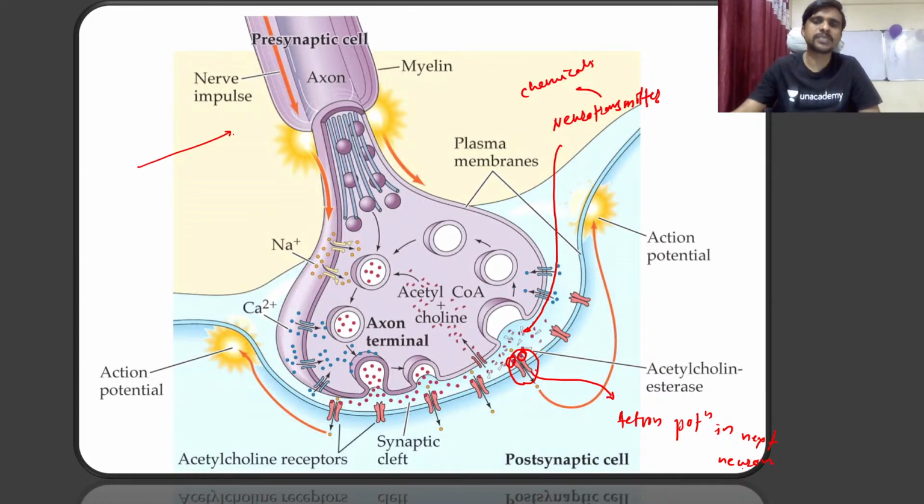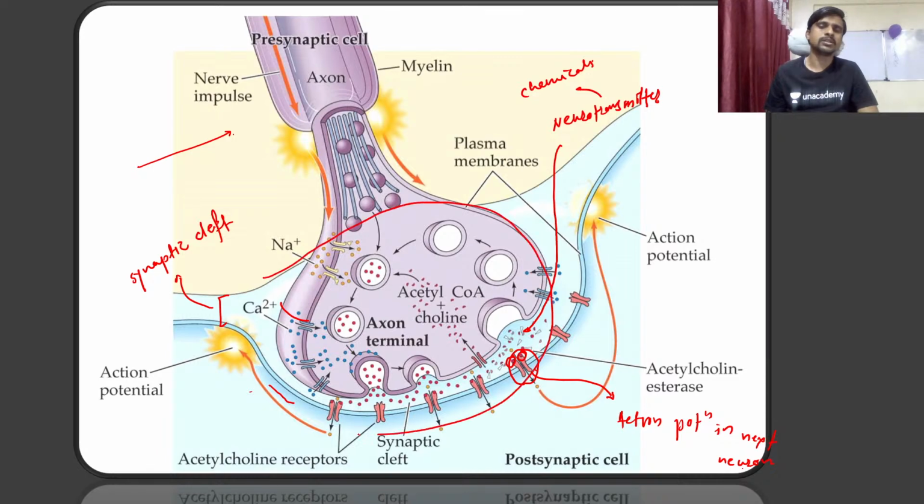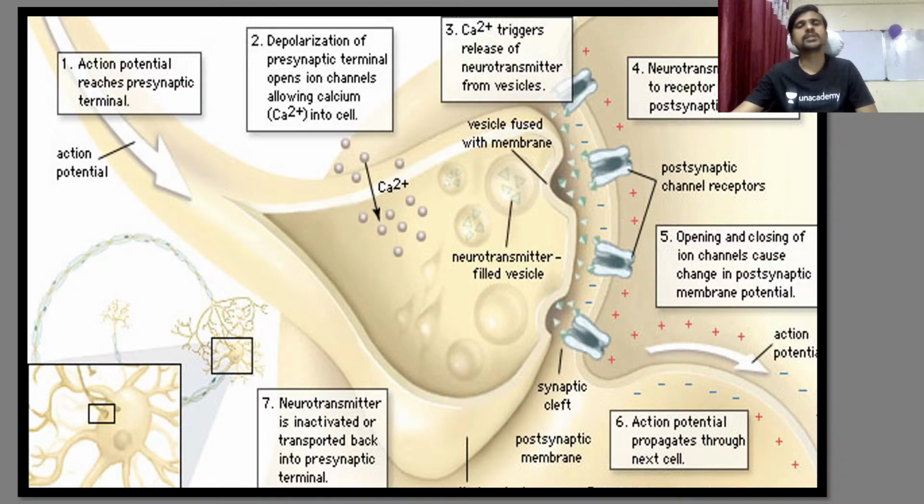So this is how your synapse acts. This is the synaptic cleft. This gap is called the synaptic cleft. The structure involved in the synapse is, for example, this membrane and this membrane. This complete structure involved in the gap is called the synapse. Synapse means the complete structure, and synaptic cleft means the gap in the middle. Okay, so this is how it actually happens.